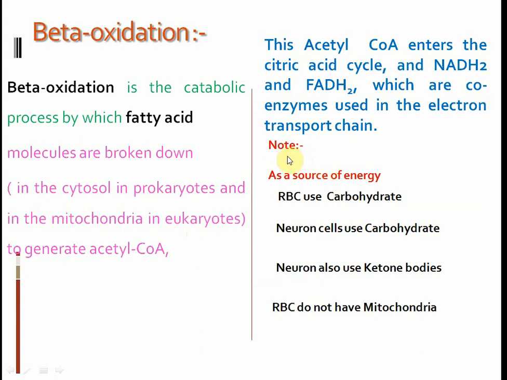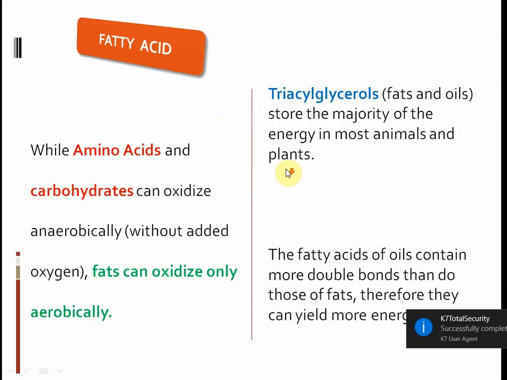Along with that, please note that as a source of energy, RBC use carbohydrates, neuron cells use carbohydrates as well as ketone bodies, and RBC do not have mitochondria. So therefore, beta oxidation is a catabolic process to break down the fatty acids to generate the acetyl CoA.